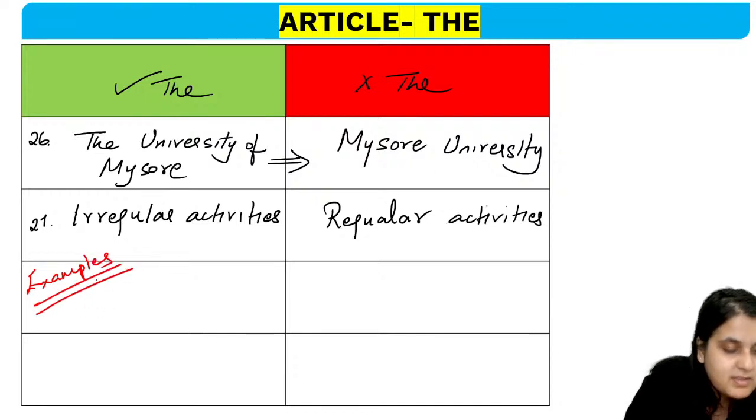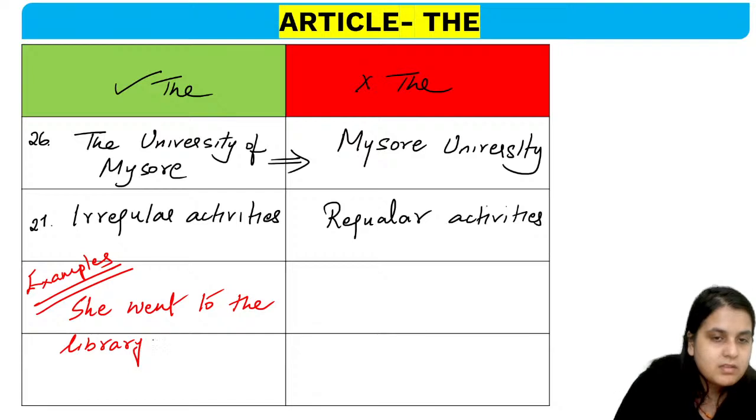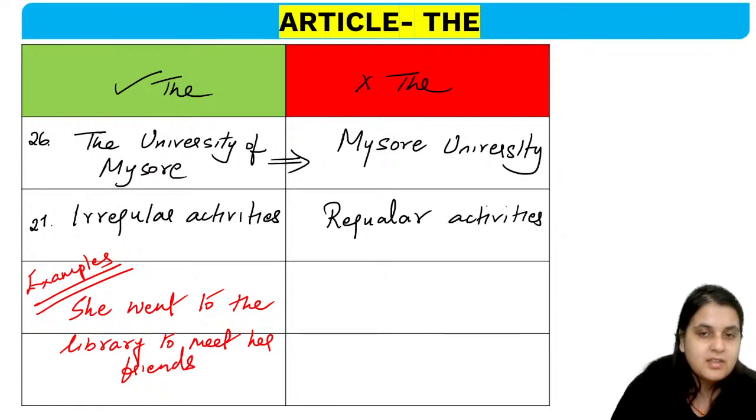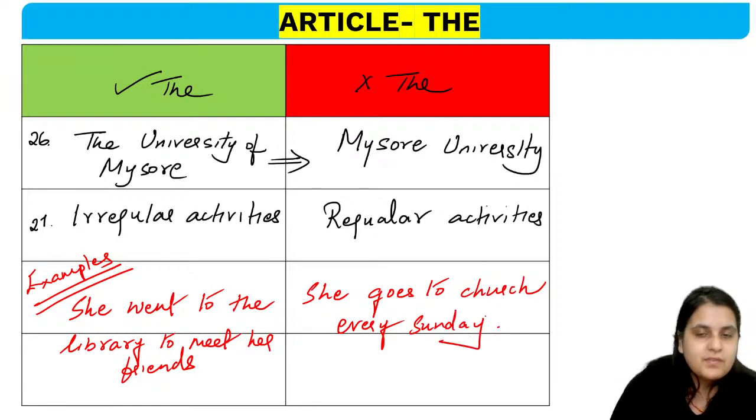For instance, if I say, she went to the library to meet her friends. She went to the library to meet her friends. Regular activity, for example, she goes to church every Sunday. Okay, now understand this. You go to church every Sunday. It's a regular activity. So I will not say the church.